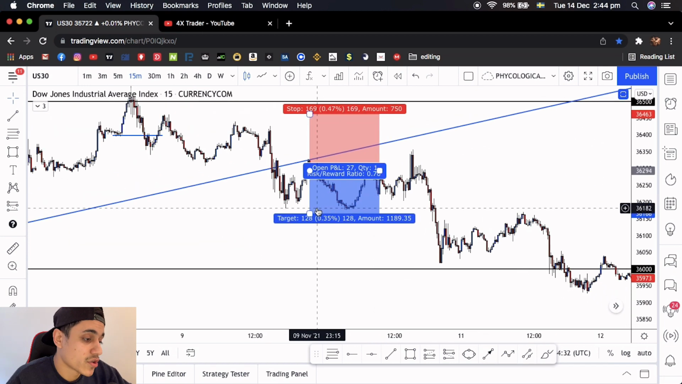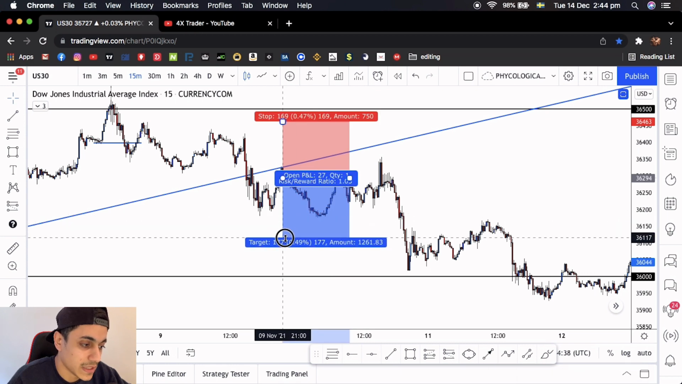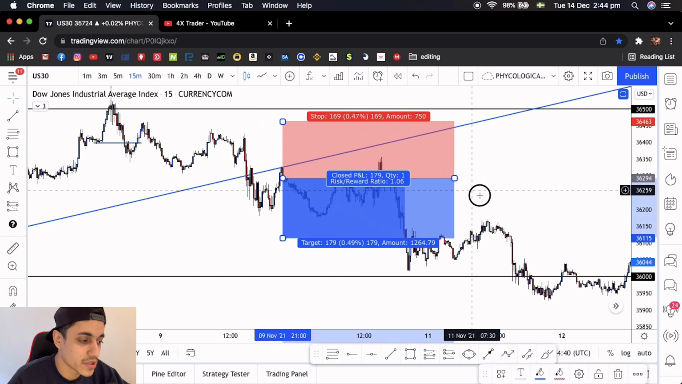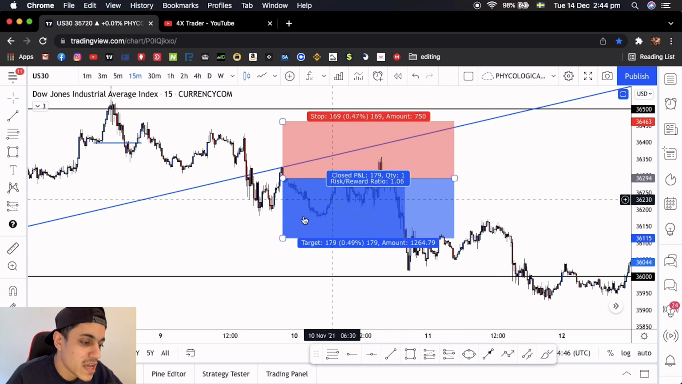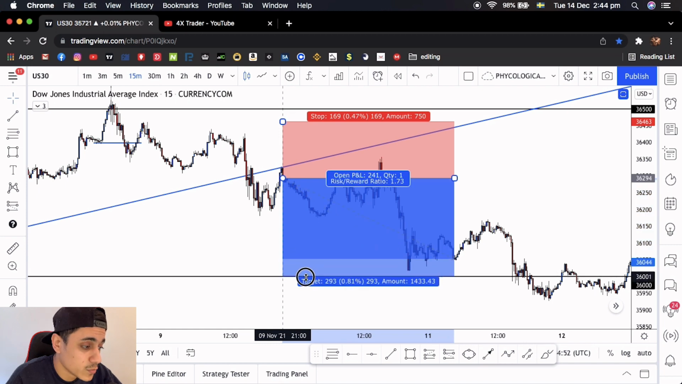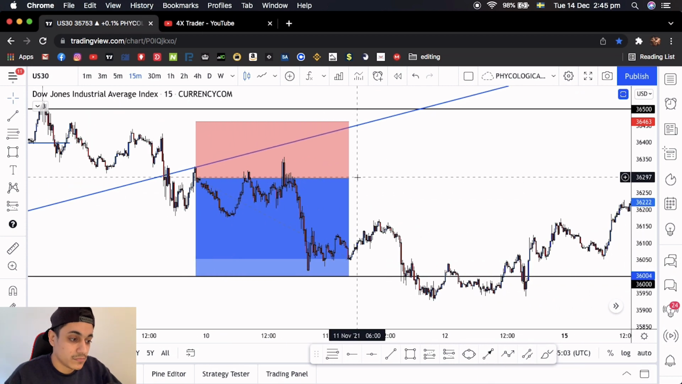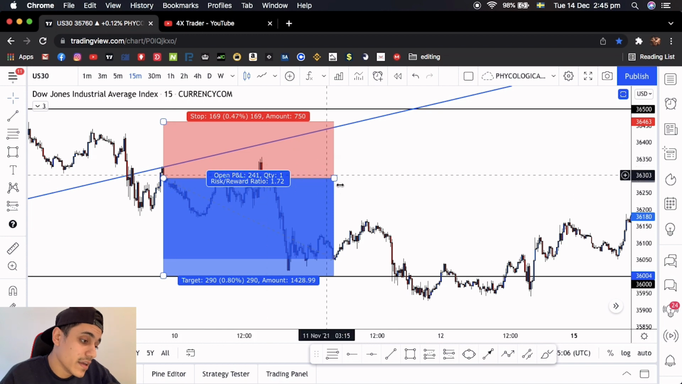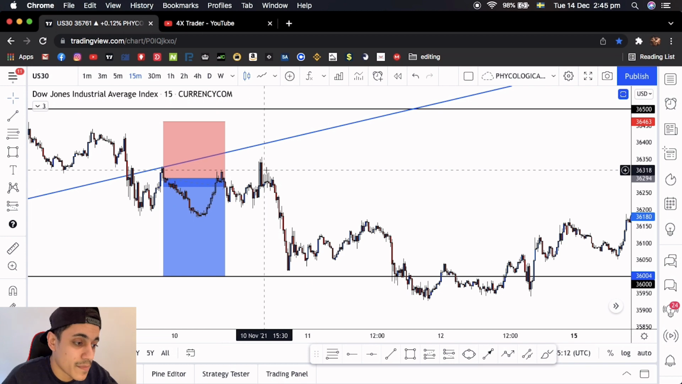Now here's what you could have done. One is target a 1-to-1, right? It's honestly up to you. I personally don't take 1-to-1 trades. They just don't make sense to me, honestly. Option 2, you could have targeted this round number, which is how I trade. I usually trade from one level to the other. So I would have targeted 36,000 and entered.